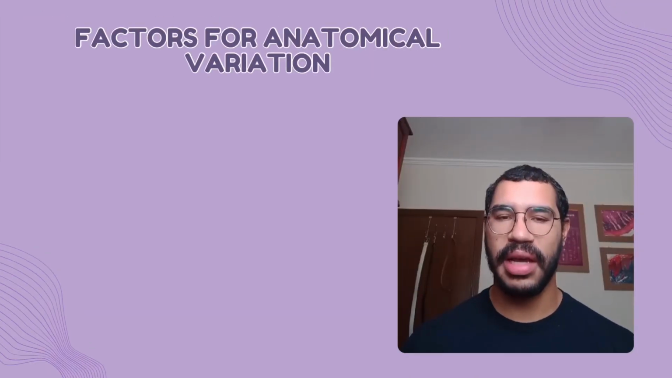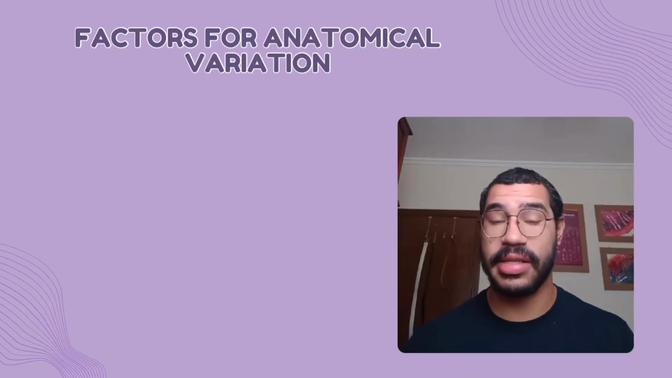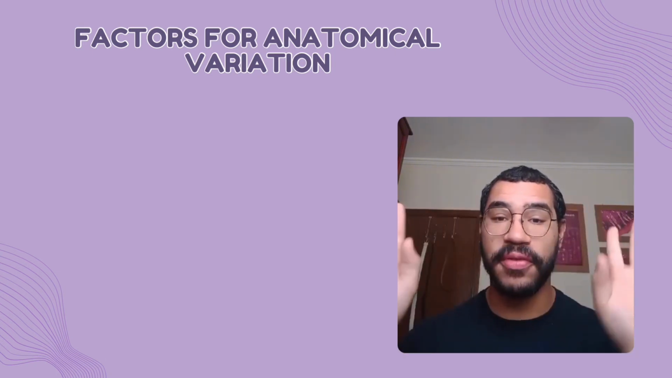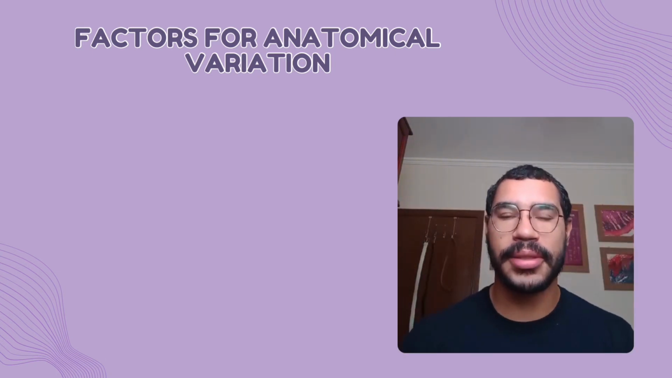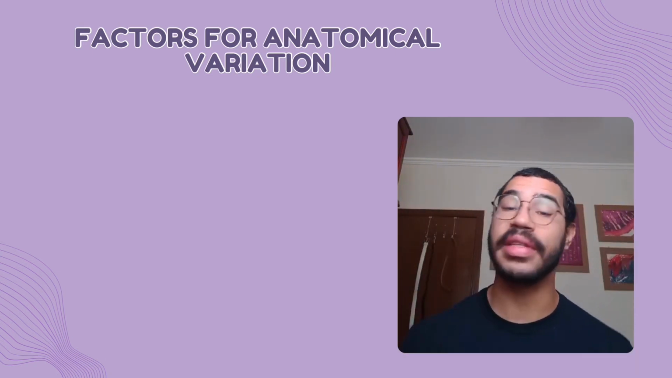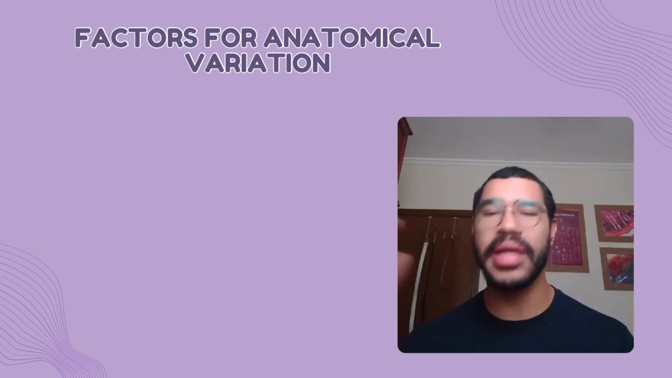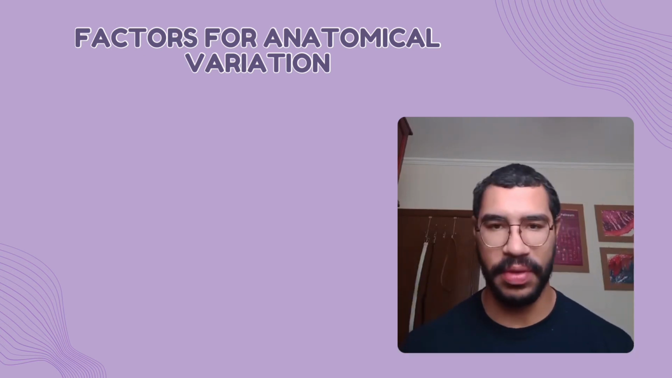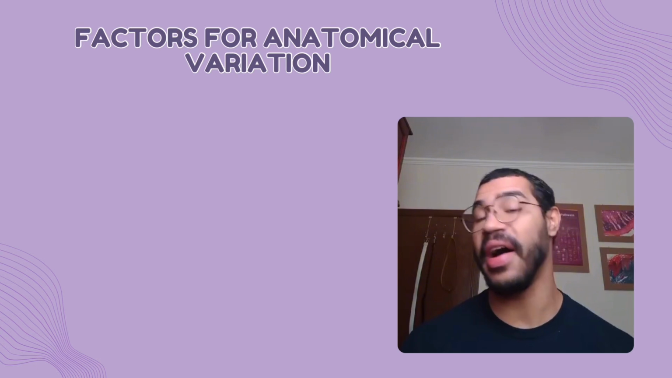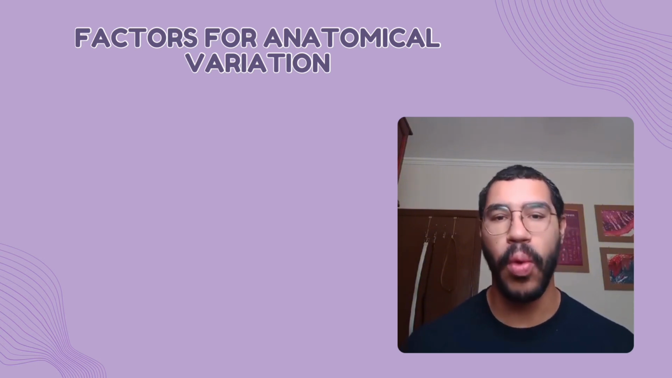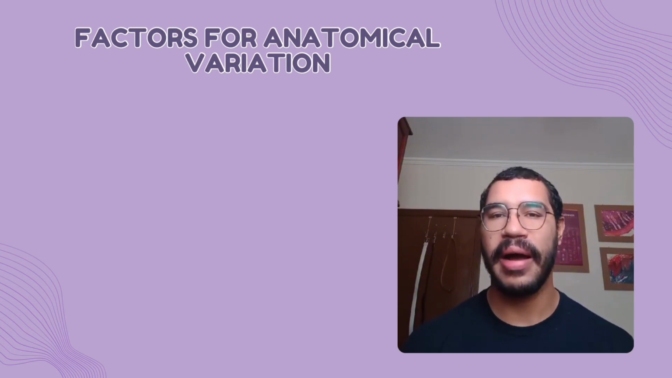This is why we say that biology isn't a precise science. 2 plus 2 will always be 4 in math, right? But people are different, as we have seen in lesson number 1. So why would their structures all be the same? And we can look at 5 great examples of when or how these anatomical variations can occur.